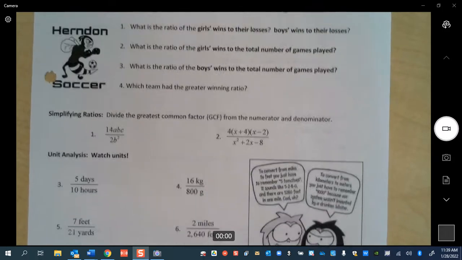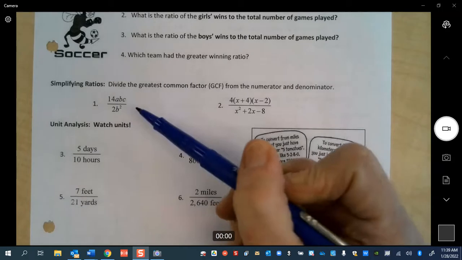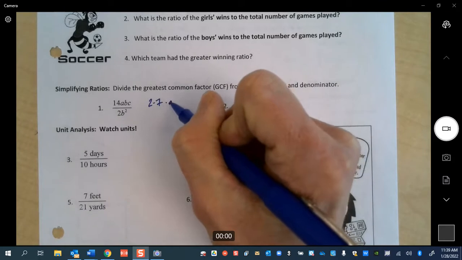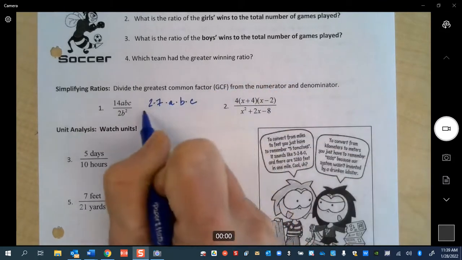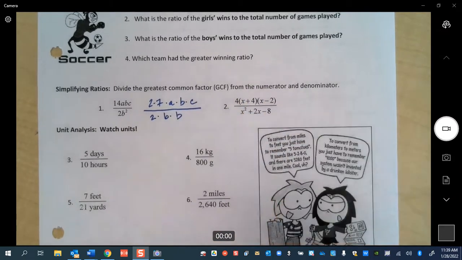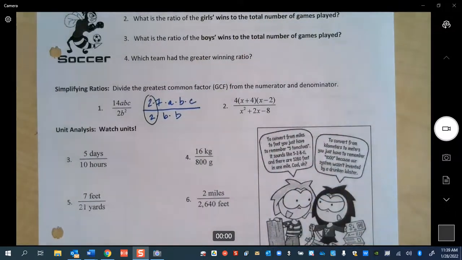When we're talking about simplifying ratios, we want to make sure that we understand that concept of factors and what can and cannot be canceled out. So when we look at a number like 14, when you're looking at this, you need to see this as 2 times 7 times A times B times C. And in our denominator, you need to see this as 2 times B times B. Whenever we're simplifying ratios, anytime we have the same value in both the numerator and the denominator, that actually makes a fraction that's worth 1.